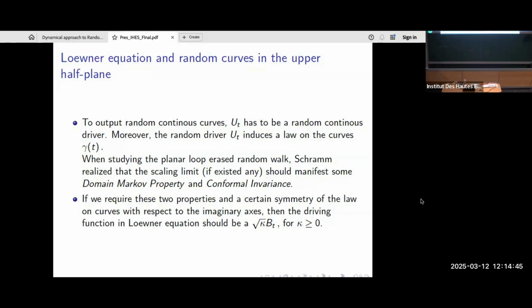So one candidate for this is a Brownian motion with a drift. It's a standard real Brownian motion with a drift. This can be a good object because it has independent increments, and it keeps these properties fixed. And if you impose a certain symmetry with respect to the imaginary axis, you can get rid of the drift, and this is how you arrive at the natural object to be considered there, if you want to capture the scaling limit, which should be the square root of kappa times Brownian motion. So this is a standard real one-dimensional Brownian motion, and kappa is a parameter that is historically introduced here.